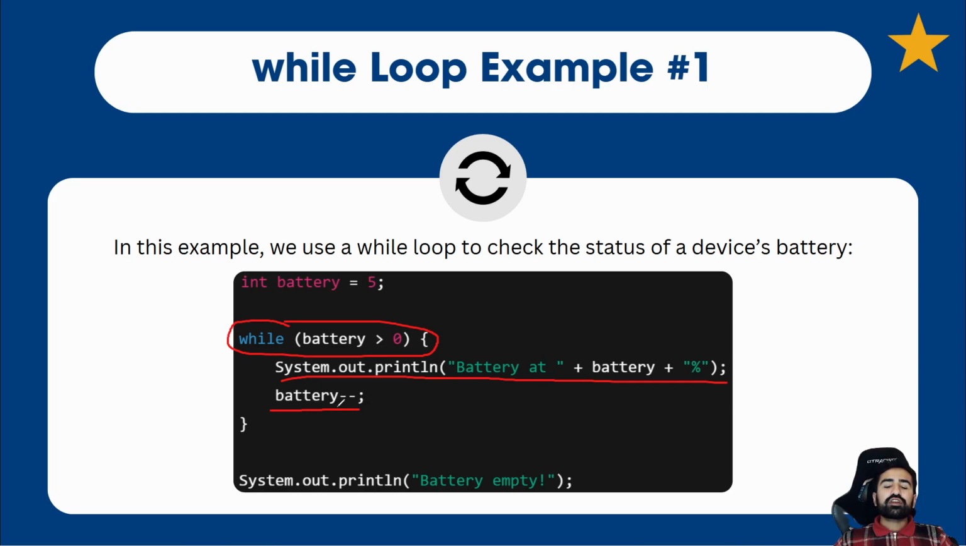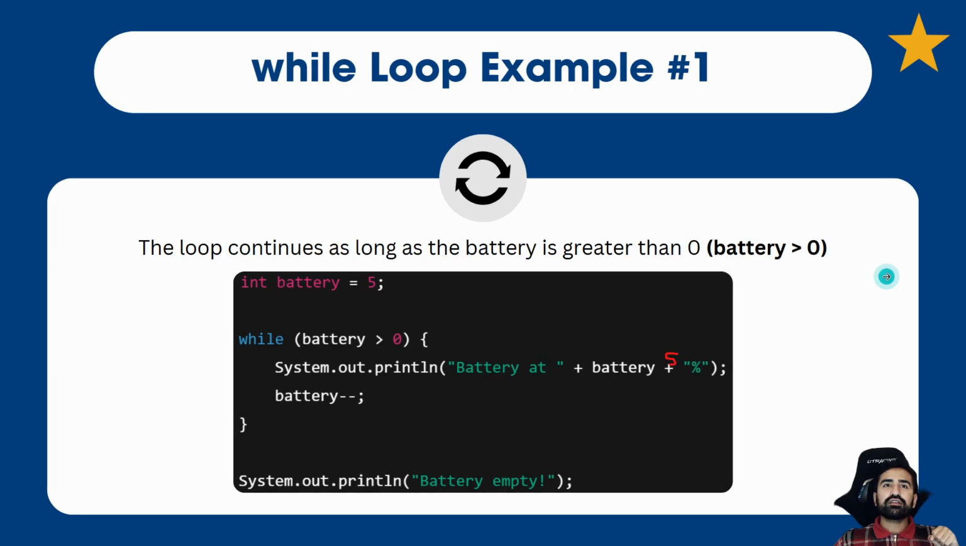So battery is going to go down each time it loops. It's going to start off at 5. Is 5 greater than 0? Of course. So it's going to print out battery at 5%. And then the battery is going to go down to 4. So when we come back to the beginning of this loop, battery is now 4. 4 is still greater than 0, right? So it's going to repeat that over and over again. How many times will it repeat it? See if you can take a guess. Let's go ahead and check.